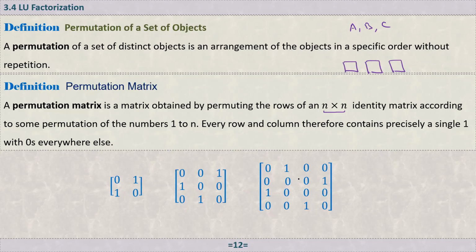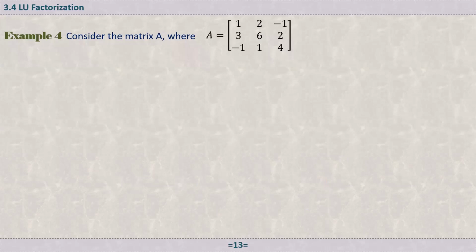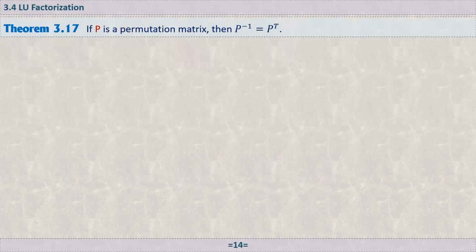In a similar way, there's also another permutation matrix. As you see here, each column or each row contains exactly only one 1. And how did they obtain this? By interchanging the rows of an m by m identity matrix. It's also like elementary matrices, but a special one. So consider 1, 2, -1, 3, 6, 2, -1, 1, 4. We have already done this in the previous example, so I'm going to skip this.